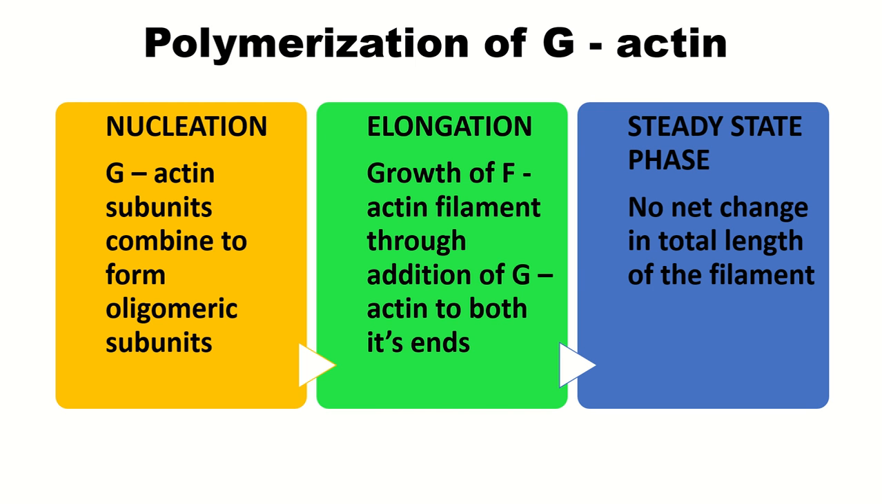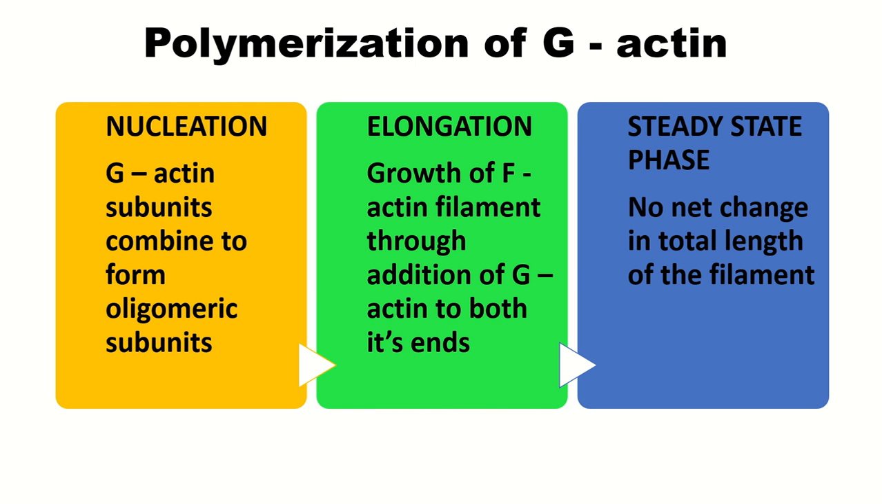The next phase is elongation. From the word elongation, we can understand that the length increases. F-actin filament grows through addition of G-actin to both its ends. As the F-actin filament grows, the concentration of G-actin monomer decreases until equilibrium is reached. And finally, we come to the steady phase where we see no net change in total length of the filament. G-actin monomers exchange with subunits at the filament ends, but there is no net change in the total length.